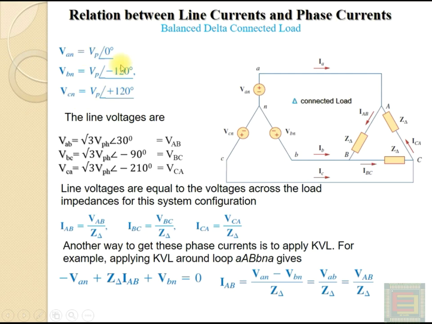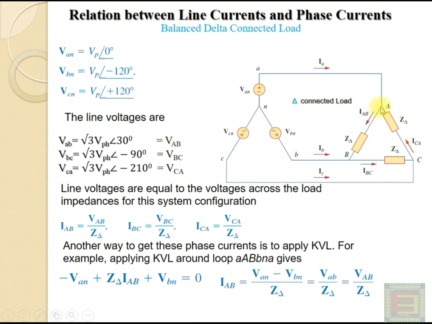So it can be either represented as VCN is equal to VP angle minus 240 degree, or it will be equal to VP angle plus 120 degree. And we have seen that in case of a balanced three-phase load, the line voltages VAB will be given by root 3 into the phase voltage angle 30 degree. That means if you take root 3 VPS as the magnitude of the line-to-line voltage, it can be represented as VAB in this case.